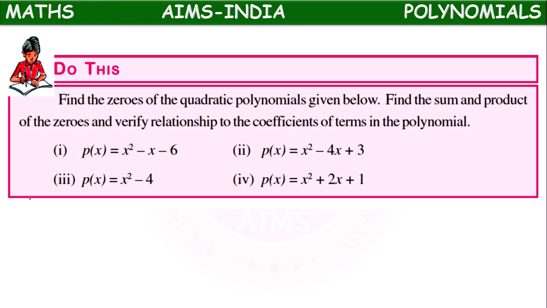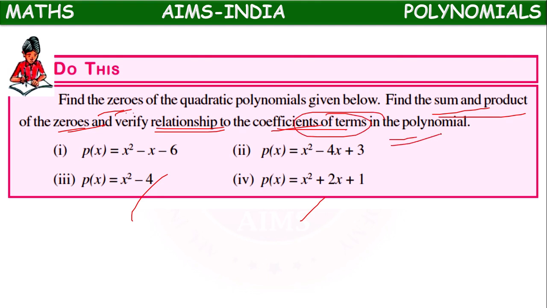Okay, children, in the same manner, try to find the zeros of the given quadratic polynomials, find their sum and product, and verify the relationship with the coefficients of the terms in the polynomial. We have done two examples, children. Based on the two examples, these 4 questions you can do as homework.